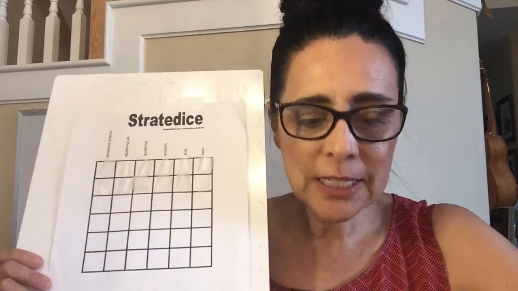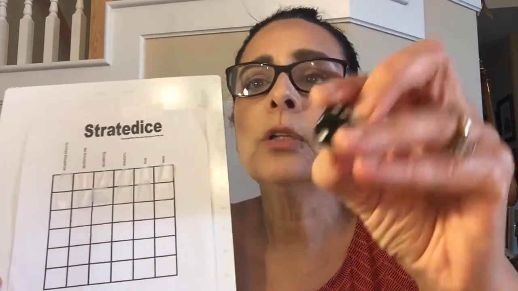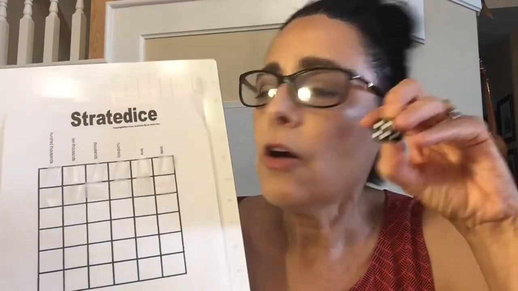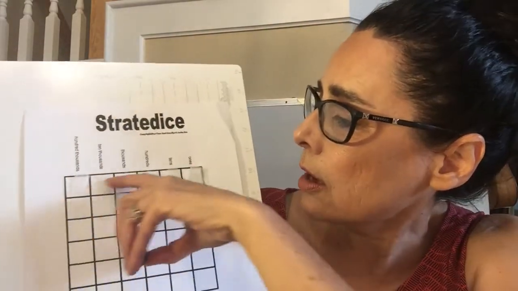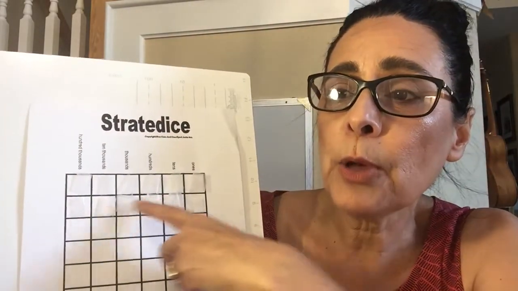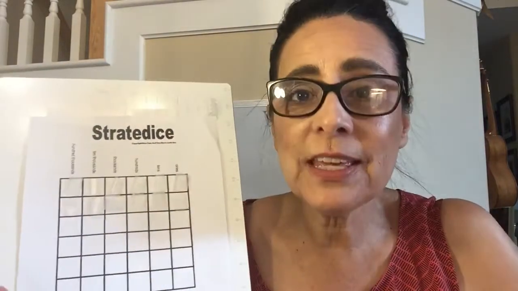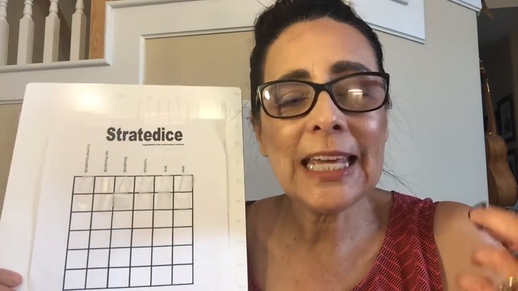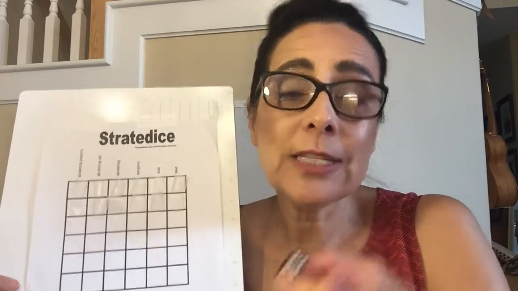I'm going to go first, and I'm going to roll, and I rolled a 4. Now, my row is right here, and my opponent's row is right here. And the object of the game is to see who can get the largest number.